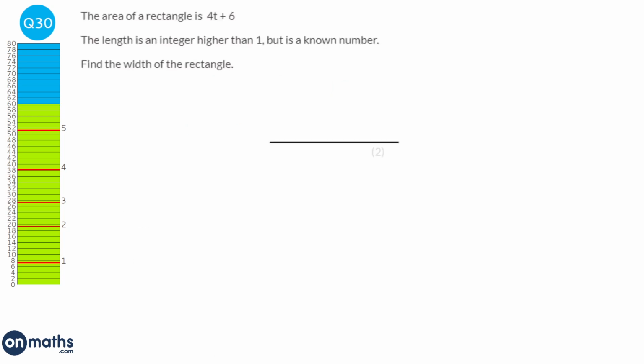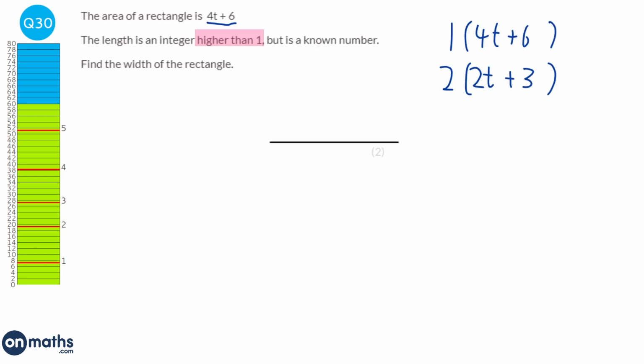So for this question, what we need to do is factorise 4t plus 6. Now factorise means put it into brackets. If I try, I can actually put a 1 on the outside here. So 1 times 4t plus 6 is 4t plus 6, but the question clearly states that it is higher than 1. So we need to find another number that's higher than 1 to factorise this with. If we look at 4t and 6, they're both in the 2 times table. So I can put a 2 on the outside here. 2 times 2t is 4t, and 2 times 3 is 6.